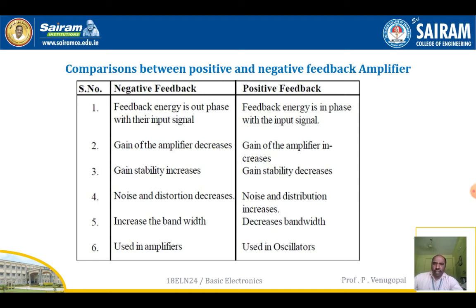Fourth, noise and distortion decrease in negative feedback. Noise and distortion increase in positive feedback. And in negative feedback, bandwidth can be increased. In positive feedback, bandwidth can be decreased. And final application, negative feedback can be used in amplifiers, positive feedback can be used in oscillators.